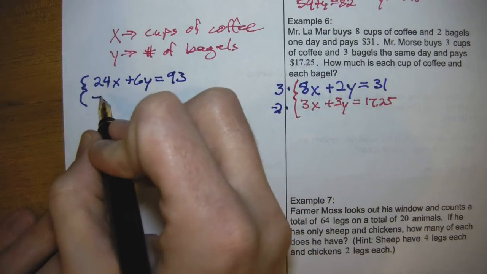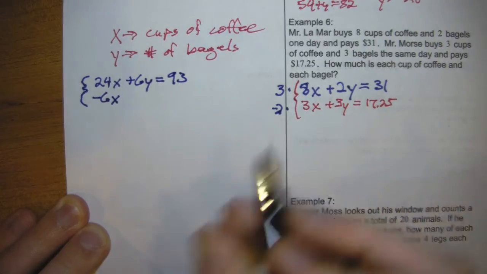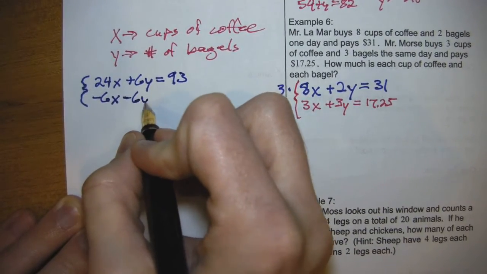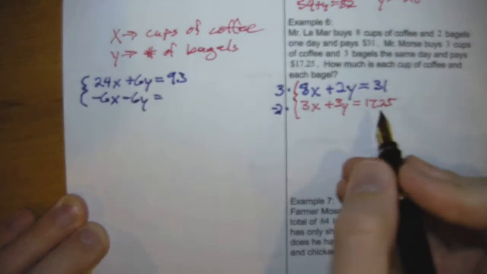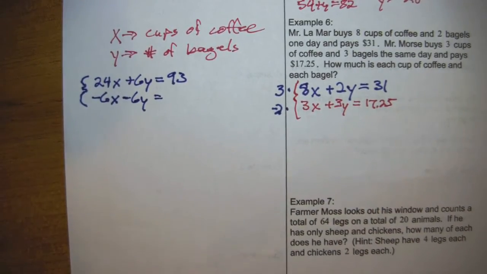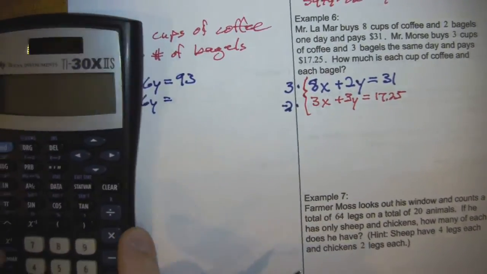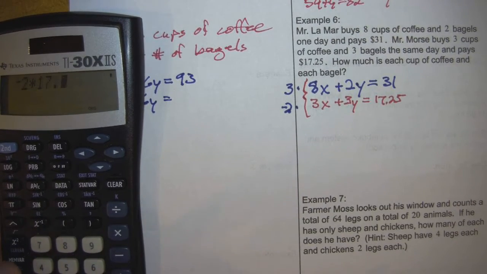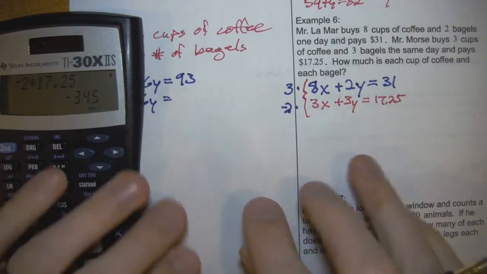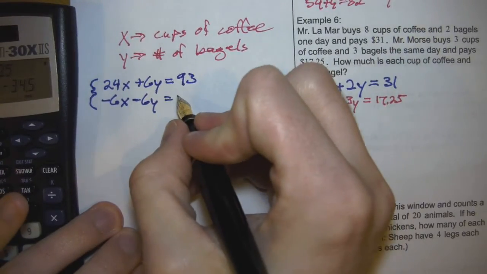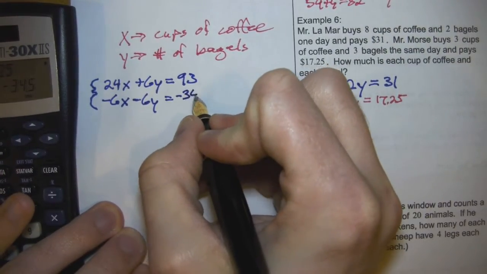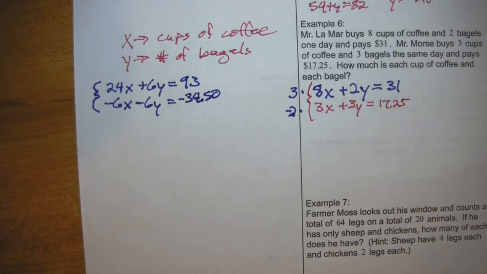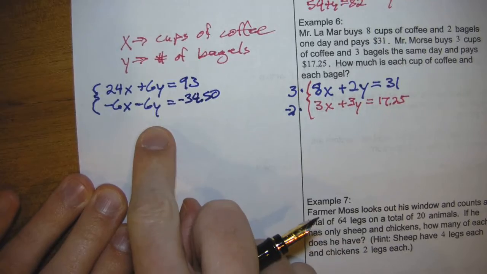-2 times 3, well, that's -6x. -2 times 3, again, -6y. And then -2 times 17.25, good gosh, what is that, 34.50? Let me double check that. -2 times 17.25, yep, 34.50. I did do that right. Look at that, I'm so proud. -34.50. Excellent.